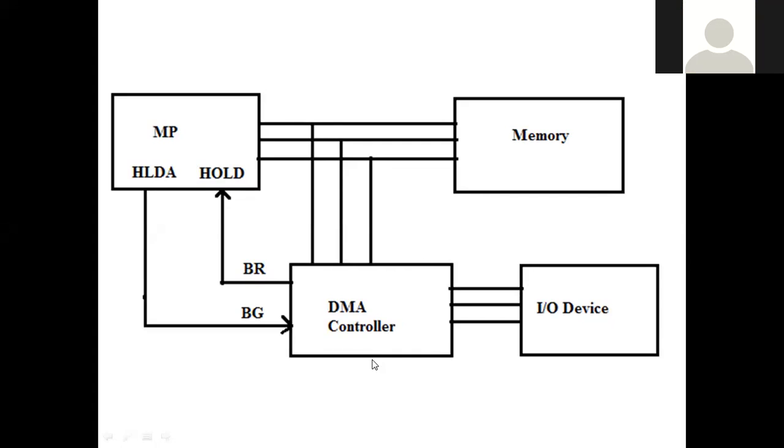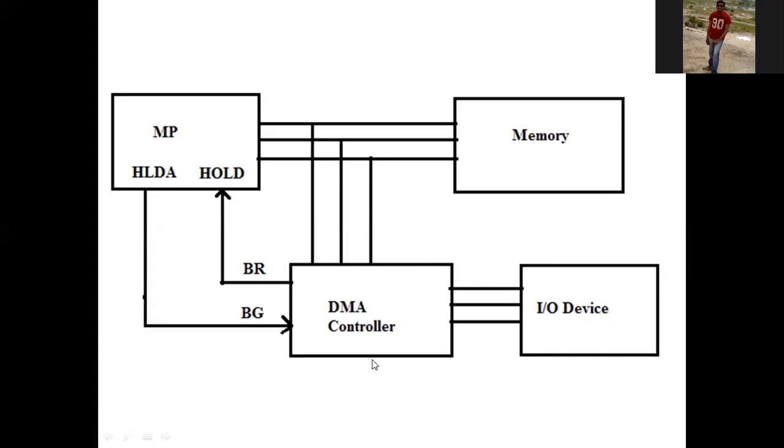Processor, microprocessor. By issuing what signal? Bus request. How is it telling the microprocessor? By issuing the bus grant, it is telling, okay, you can take control over the buses. Now what will happen in the background? Whenever the microprocessor issues bus grant, the microprocessor will completely lose control over the buses.